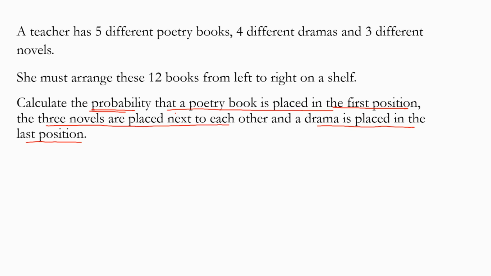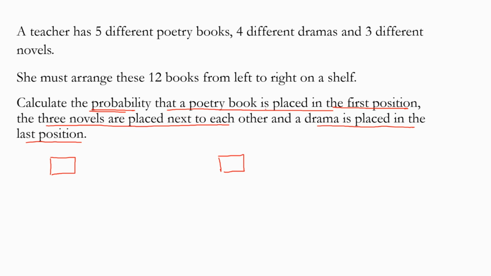But now, how many ways can these books be arranged in this way, where we have a poetry book in the first place, a drama in the last position, and the novels placed next to each other? Okay, so how many ways can we have these arrangements? Let's discuss this. The first and last positions are easy because they are fixed. How many choices do we have for the first position?